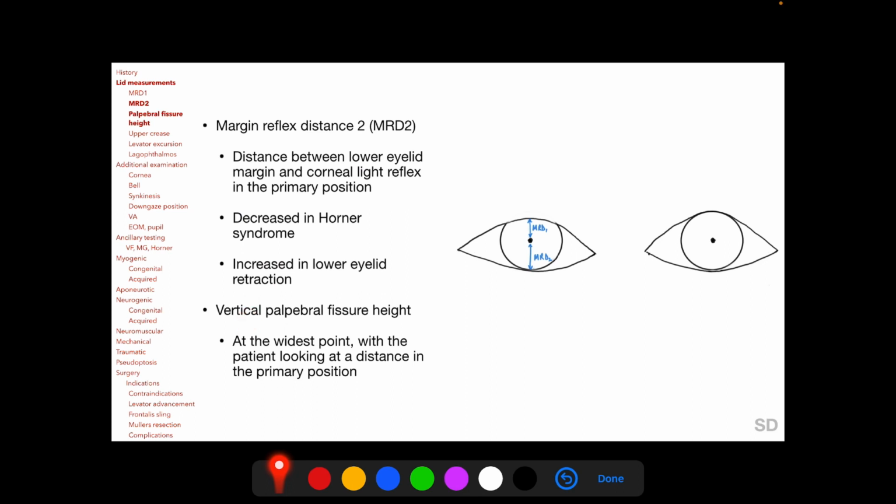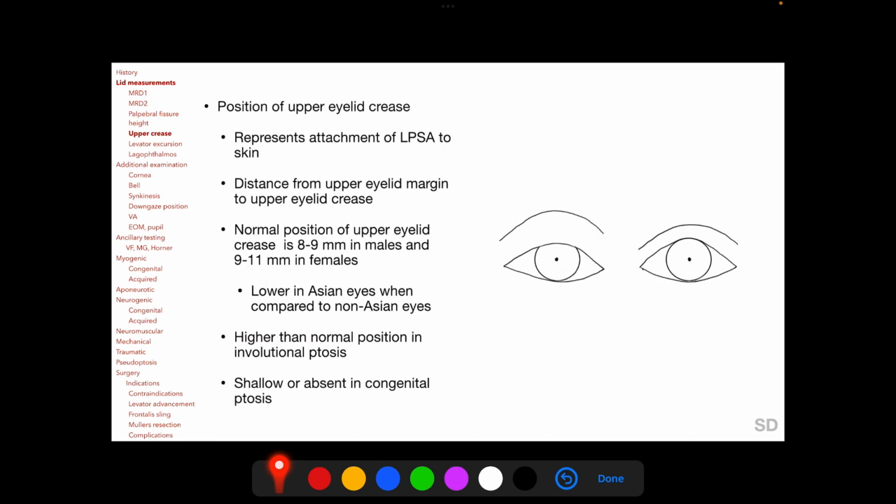Vertical palpebral fissure height is measured at the widest point with the patient looking at a distance in the primary gaze position. Next, the position of the upper eyelid crease is measured. An upper eyelid crease represents the attachment of the levator palpebrae superioris aponeurosis to the eyelid skin, and we measure the distance of the upper eyelid skin crease to the upper eyelid margin, and the normal position of the upper eyelid skin crease is 8 to 9 mm in males and slightly higher in females. However, it is lower in Asian eyes when compared to non-Asian eyes.